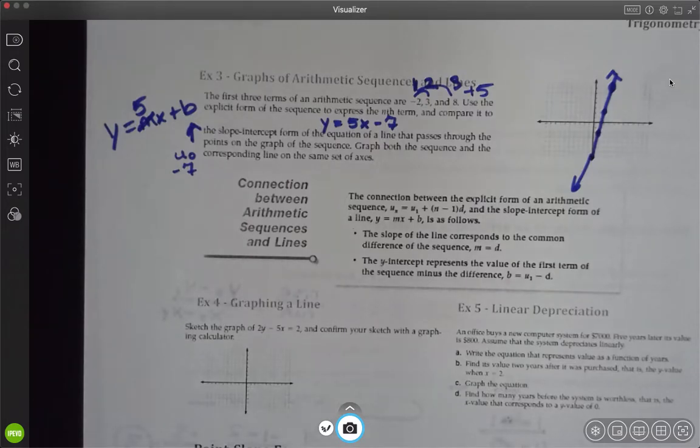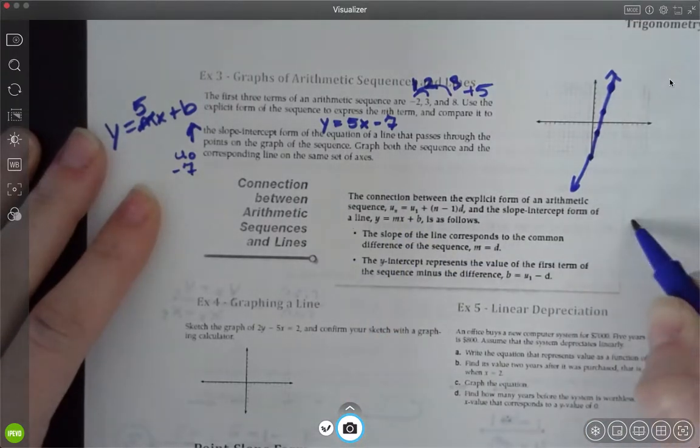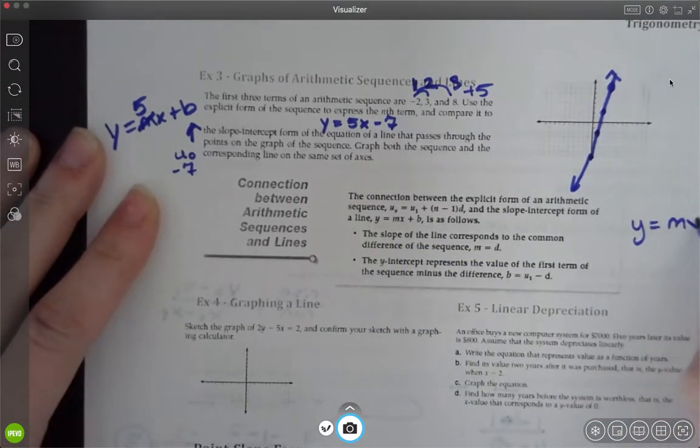All right, so connection between arithmetic sequence and lines. We've already figured this out. Arithmetic sequence is a line. We've learned that like day 1, right? So arithmetic sequences are lines. y = mx + b. I'm going to write it again because it's important.